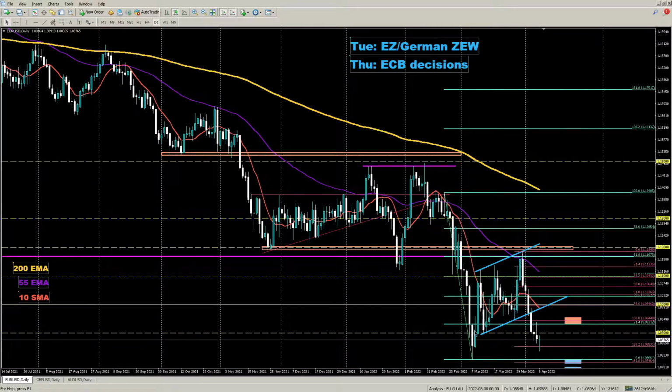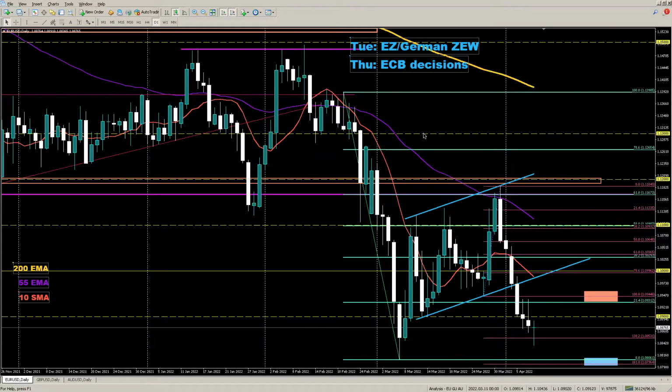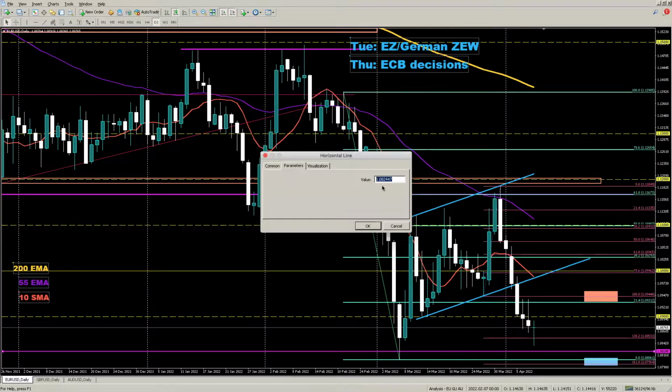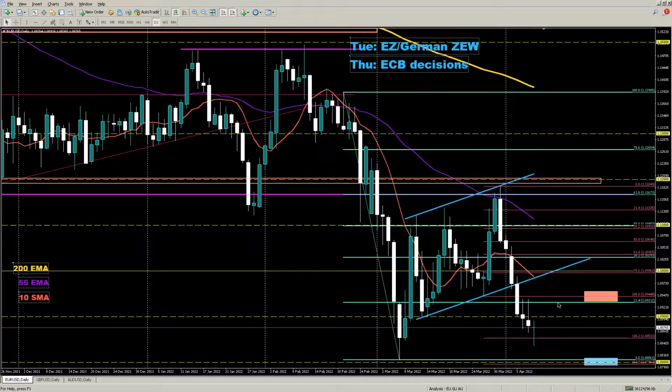All right. So this swing low was at, let's see here, just above 108. So let's mark another 108.00 level.